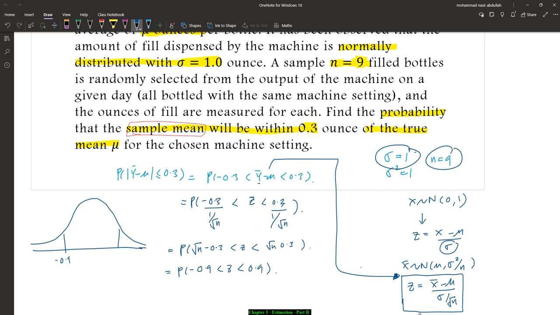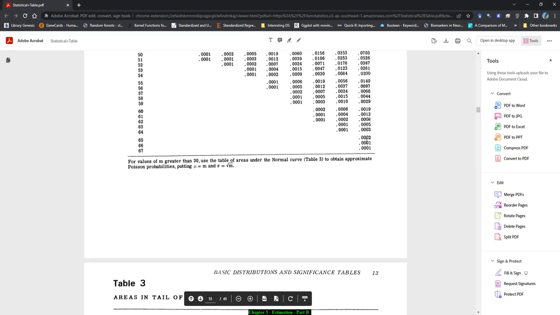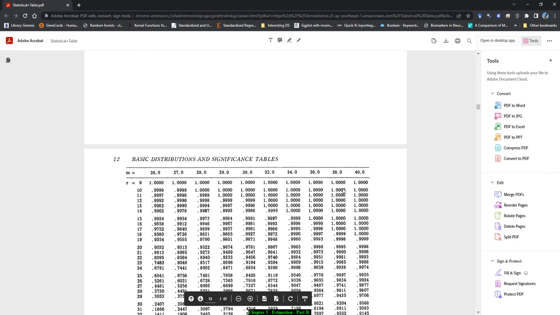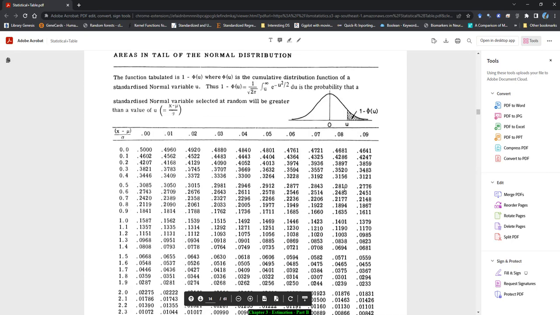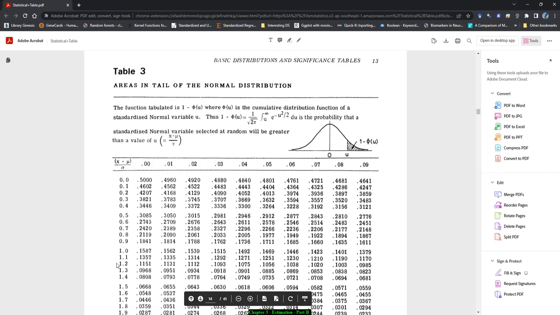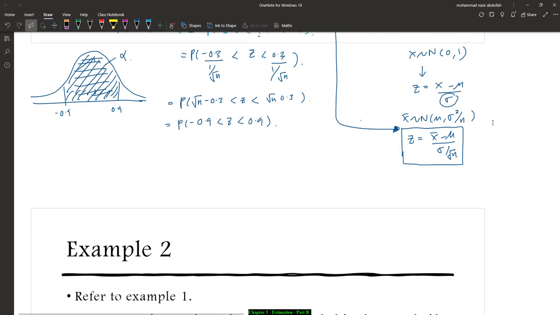Negative 0.9 to 0.9. So we want to find the probability of the shaded area. By looking at the statistical table, table number three, 0.9 should be 0.184. So it should be equal to 1 minus 2 times the probability of Z more than 0.9.